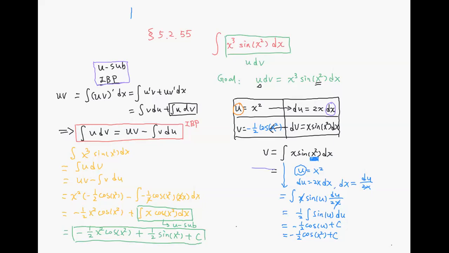And here I also include the integration by parts formula: the integral of u dv equals uv minus the integral of v du, which is here. Okay. And the key point is to choose u and v such that u dv will equal the integrand, including the dx term. All right.